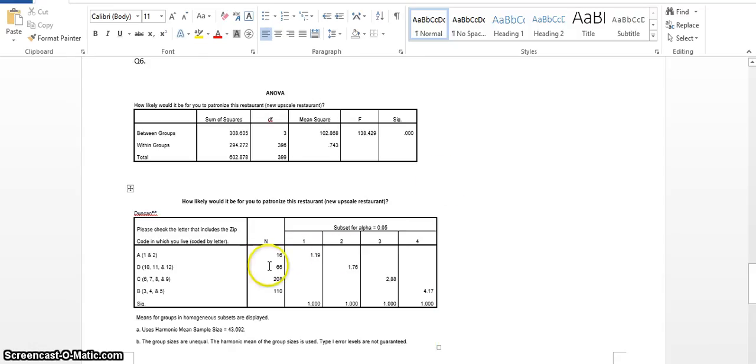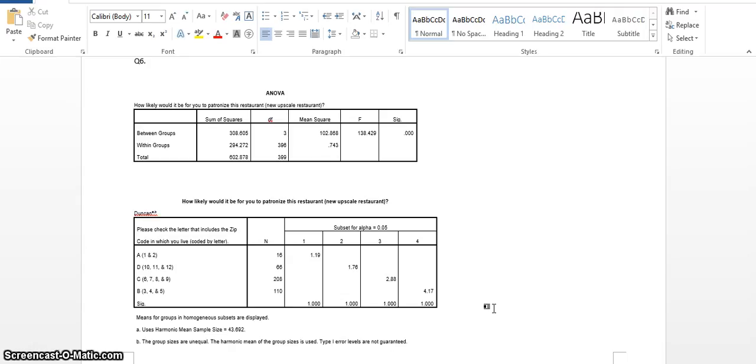Going back to question 6, you can see that zip code A is 1.19. So it has the lowest mean compared to B, which has the highest mean. So the sequence would be A, B, C, and then D. So it shows that there is a difference in where people live, and people who live in zip code B would have the highest likelihood to prefer to go to an upscale restaurant.